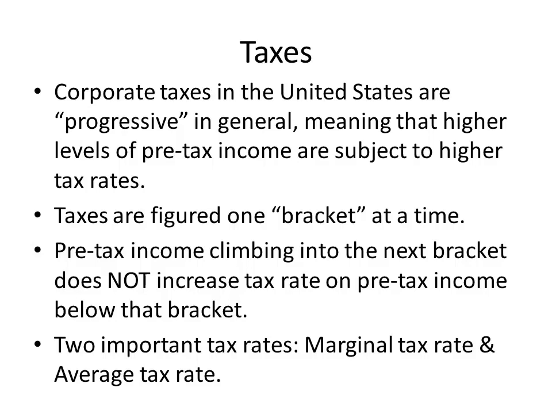There are two important tax rates for corporations that we need to consider. The first is the marginal tax rate, and the second is the average tax rate. The marginal tax rate is defined as the tax rate on the very next dollar earned. In a progressive tax regime, if you are in a low pre-tax income situation, that rate will be low. If you have higher pre-tax income, that marginal tax rate will be higher. So the firm's marginal tax rate will increase as the firm's pre-tax income increases.